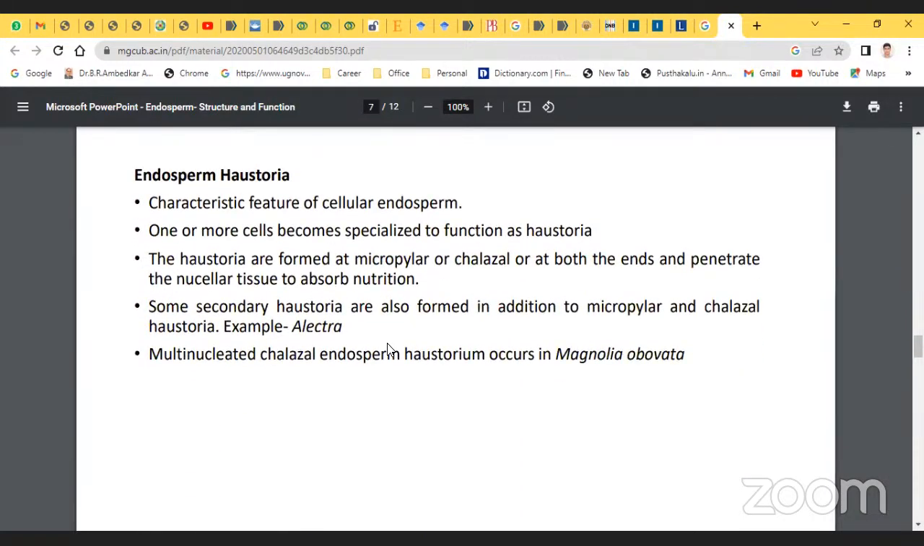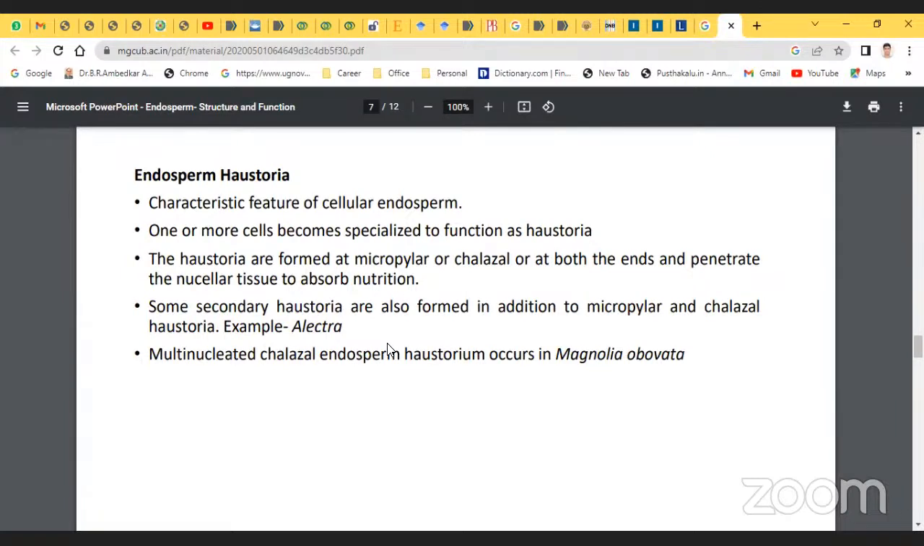This is the cellular endosperm. It is the endosperm haustoria also under cellular endosperm. The nuclear endosperm also has endosperm haustoria. Here, the different structure of the cellular endosperm haustoria. The occurrence of haustoria is a common feature of this type of endosperm.